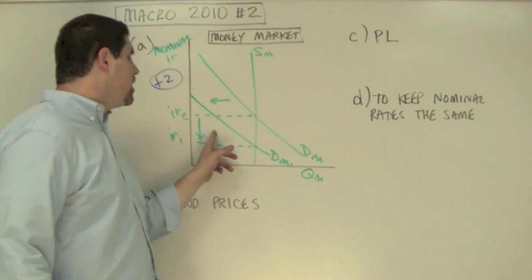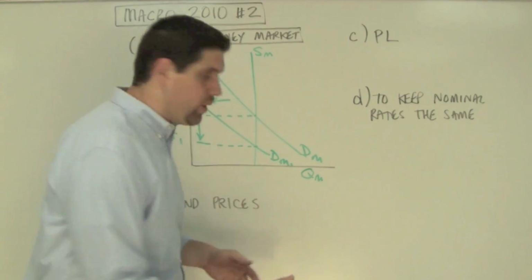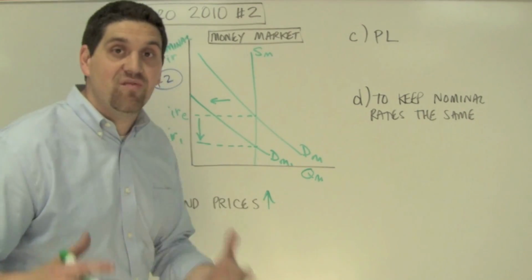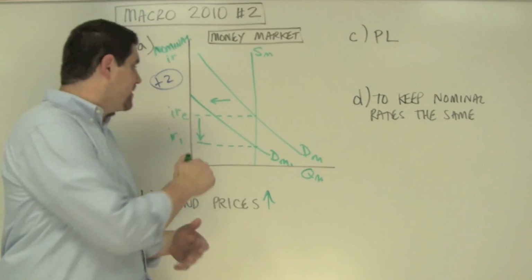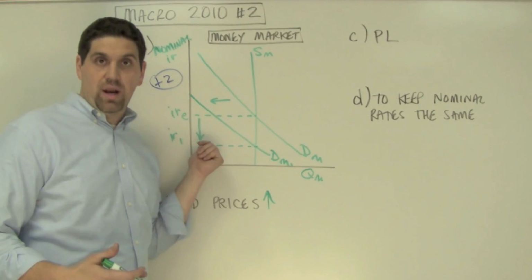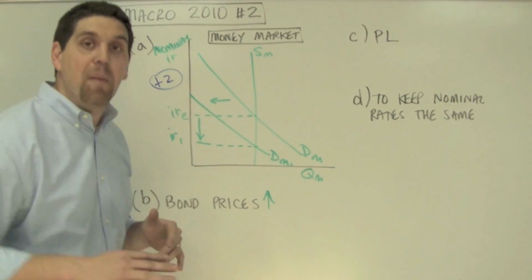Part B asks, if there's a decrease in nominal interest rates, what happens to bond prices? Bond price is going to increase. Now, you didn't have to explain, but the reason why is because bond investors would want to go buy bonds that were at that higher nominal interest rate. They don't want bonds at that lower nominal interest rate. When bond investors go ahead and buy those higher yield bonds, it's going to drive up the price of bonds.